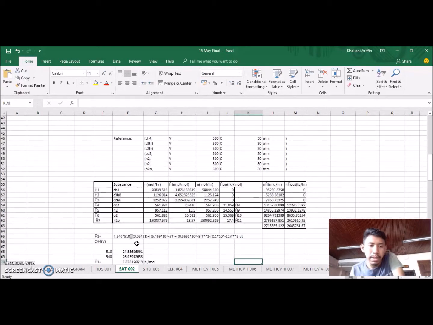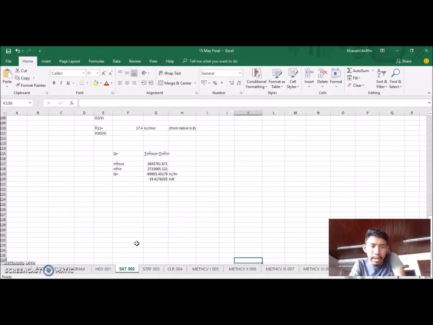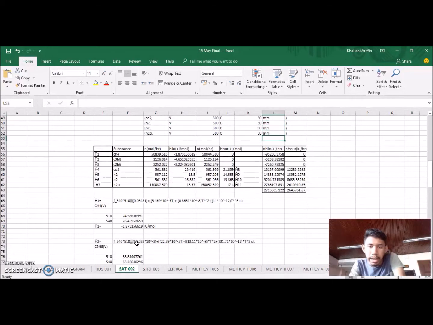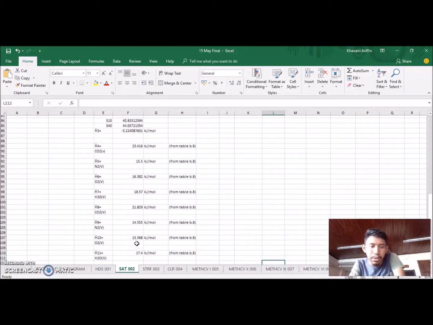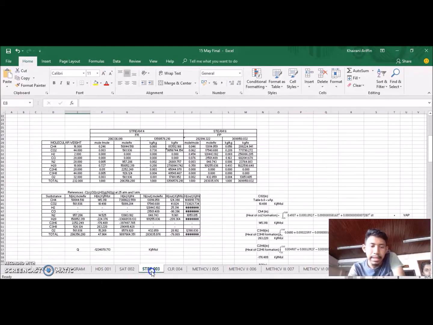So from that we can calculate the enthalpy. So the calculation are shown under the table. You can see here. So we managed to get all the enthalpy here, and then we managed to calculate the Q. The Q that we managed to calculate is negative 69903.45, and the work is negative 19.41 kilowatt. And the next reactor is steam reformer.